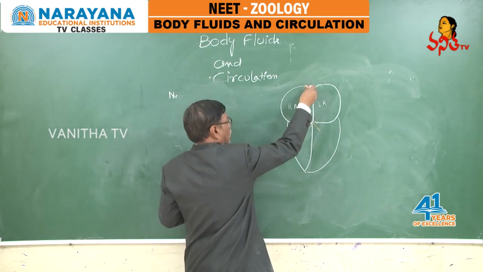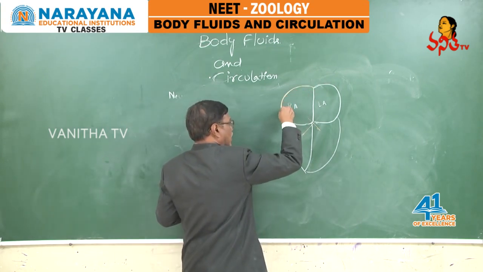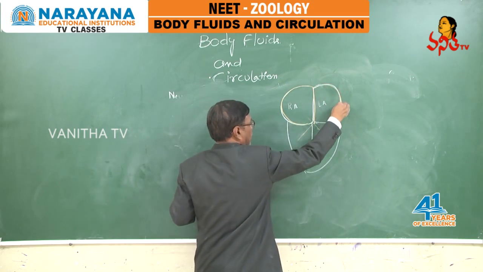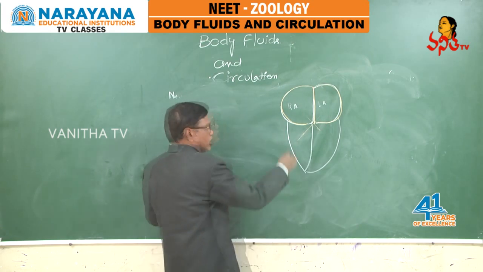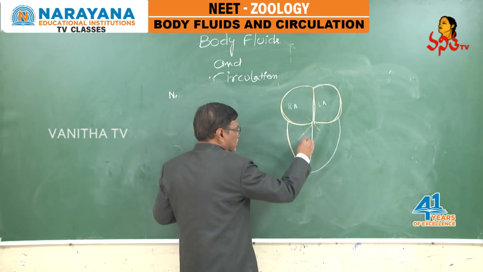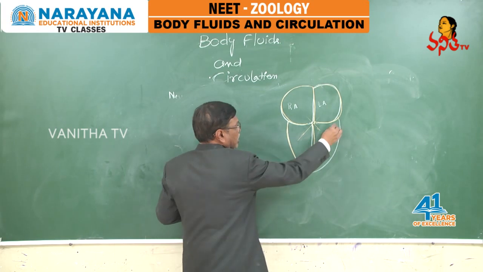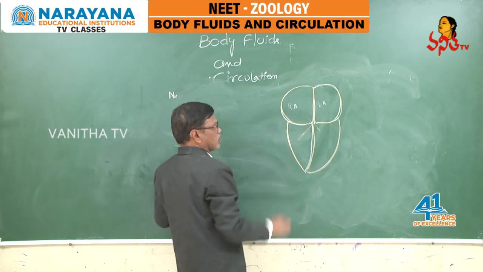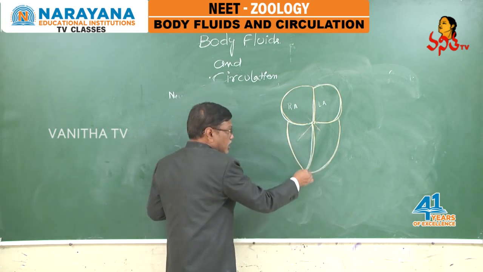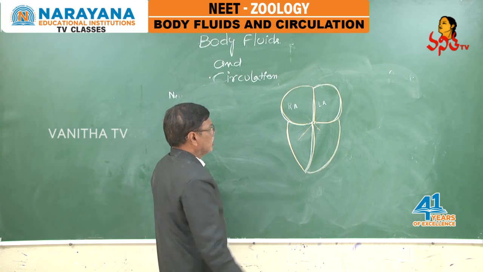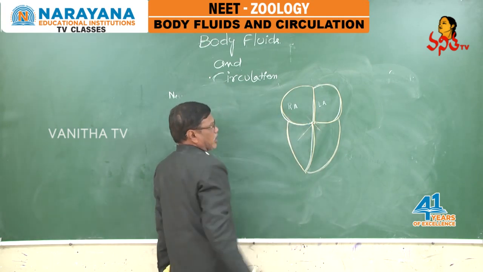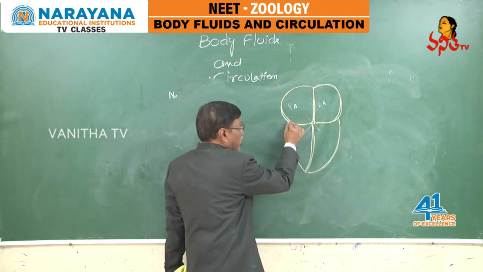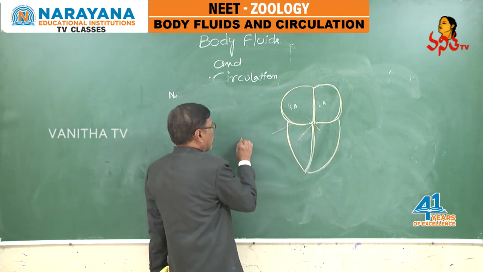The two auricles together are called atria. They are separated from one another by the interatrial septum. Similarly, the two ventricles are separated from one another by the interventricular septum. The auricles are separated from the ventricles by the auriculoventricular septa.